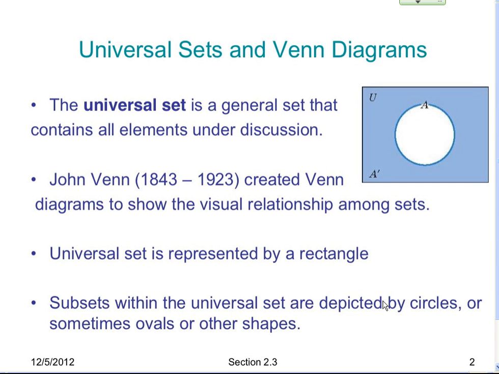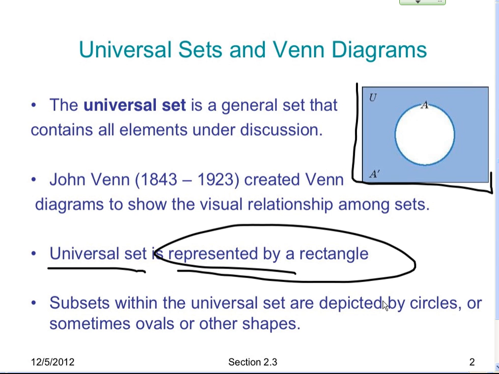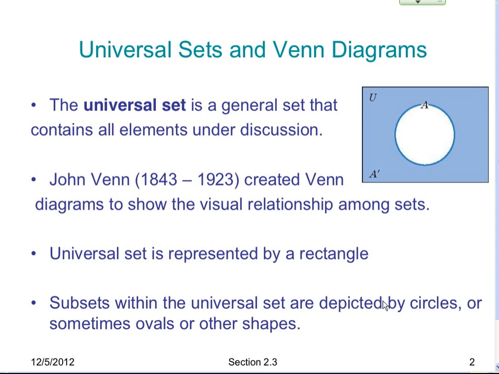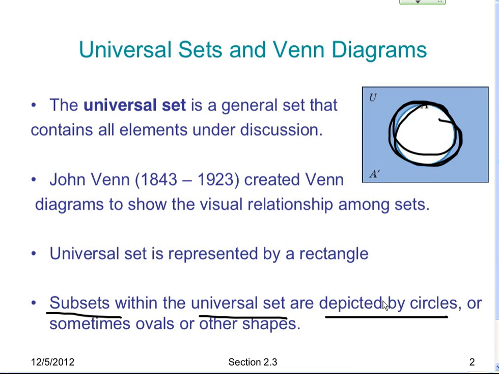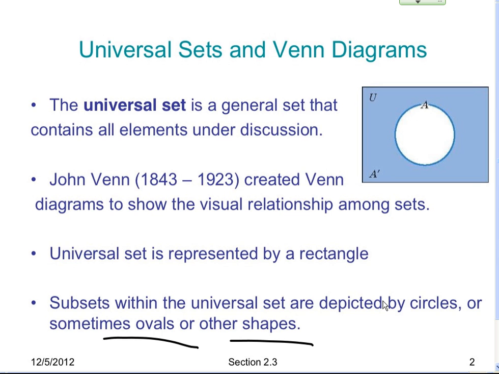With a Venn diagram, the universal set is represented by a rectangle. That would be this right here. Subsets within the universal set are usually depicted by circles. So in this case we have set A, that's a circle. Sometimes ovals, sometimes other shapes, but in this class we're going to use a circle to represent a set within the universal set.